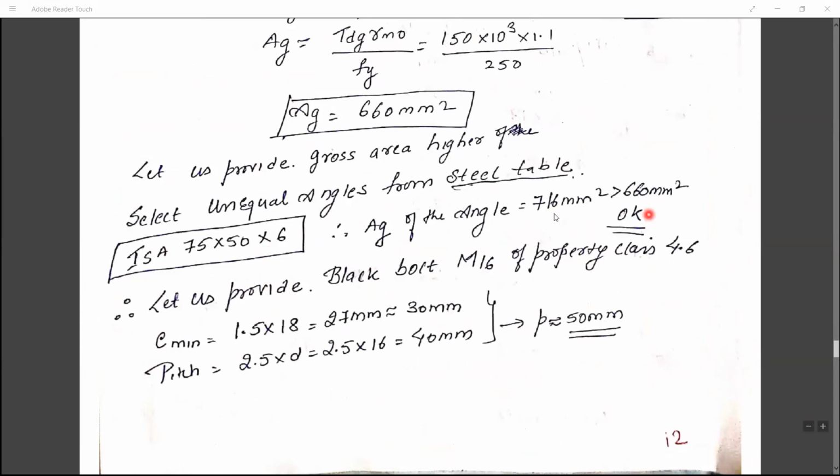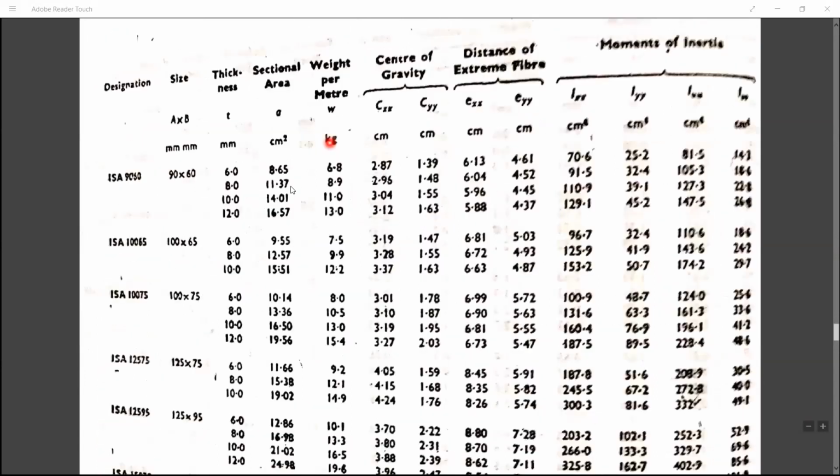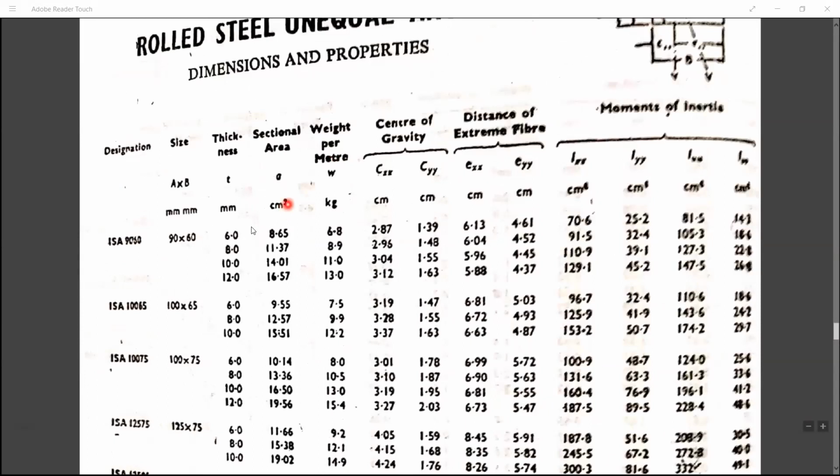See, in the steel table the area is given in centimeter square, but here we use mm square. So don't confuse yourself. You need to convert this centimeter square to mm square.